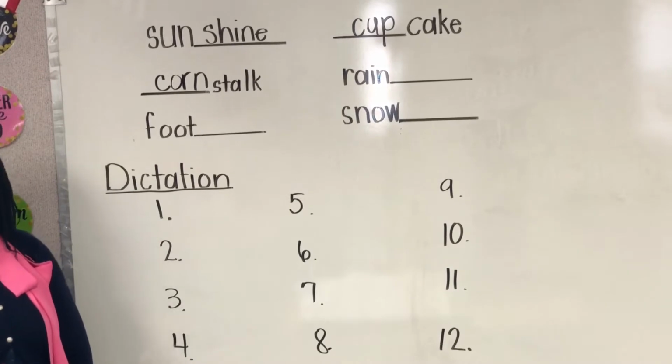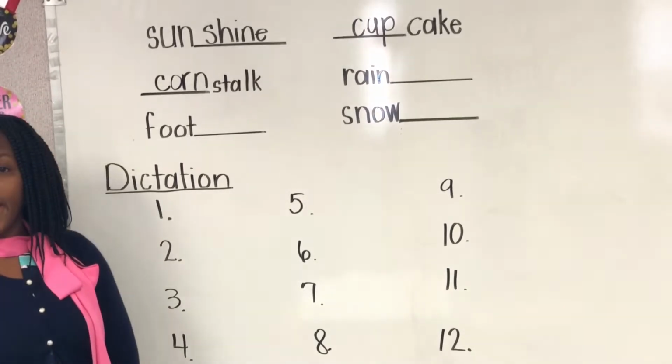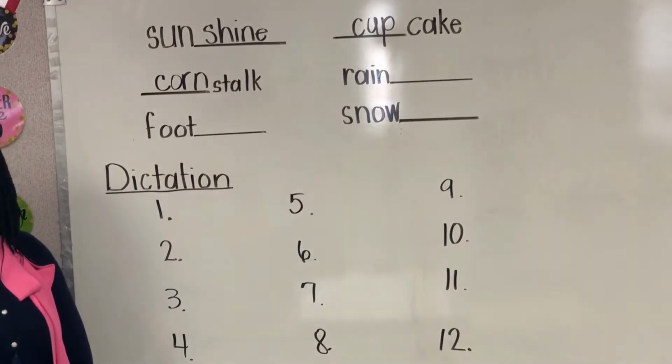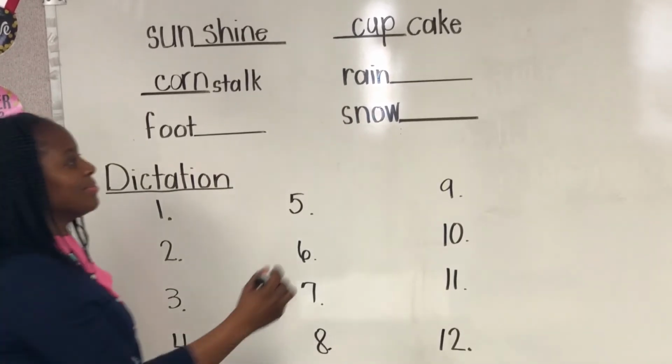Our next compound word starts with the word rain. What word can I add to rain to make a compound word? Raincoat.